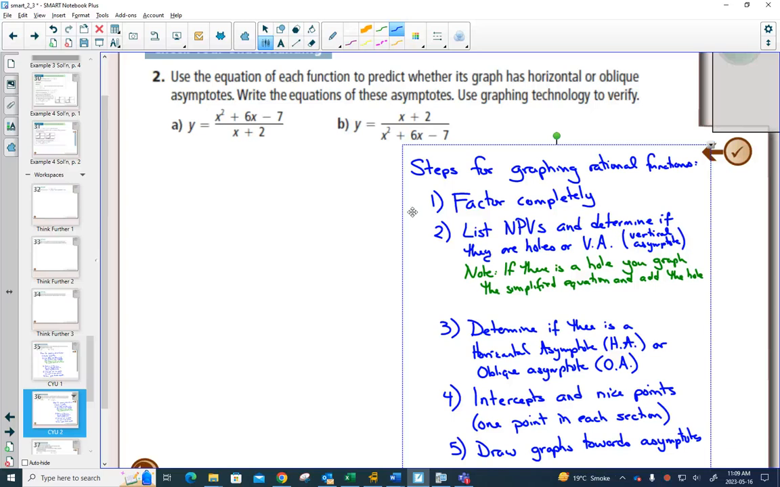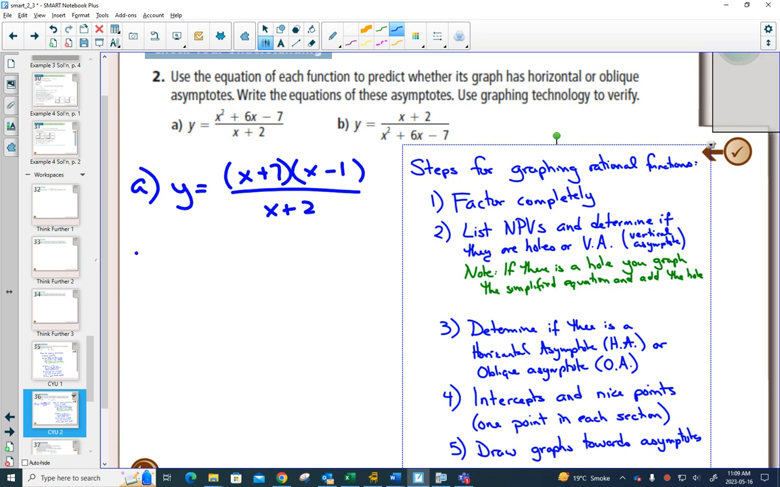And once again, we are going to graph each of these, because if you graph them, you go through all of the steps, all of the things, and you can figure out any question. Like this one's asking about horizontal asymptotes. That's part of the graphing. So for part A, we always start off by factoring. The top factors to x plus 7, x minus 1, and the bottom is x plus 2.